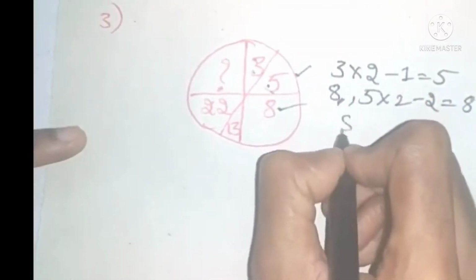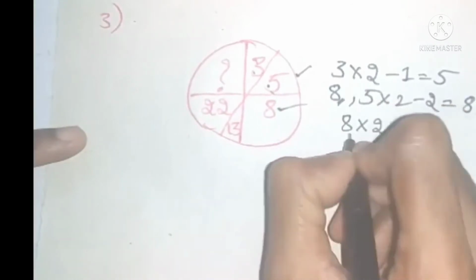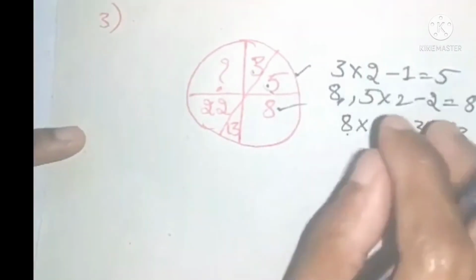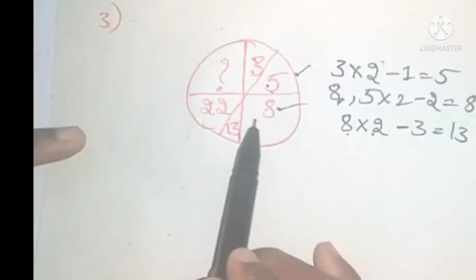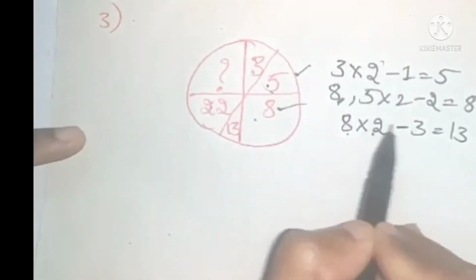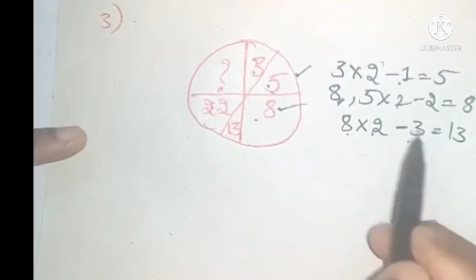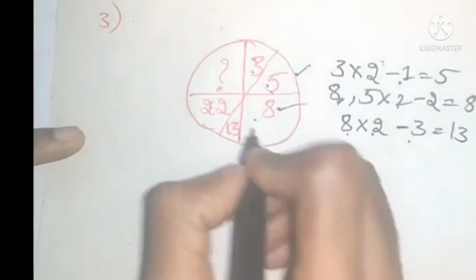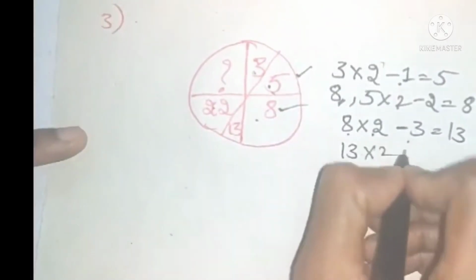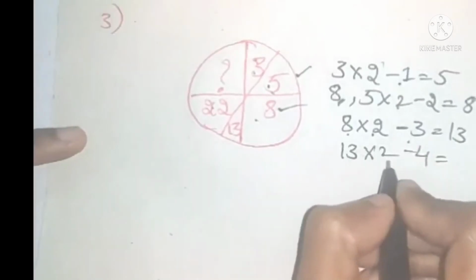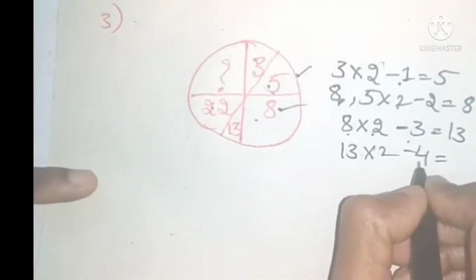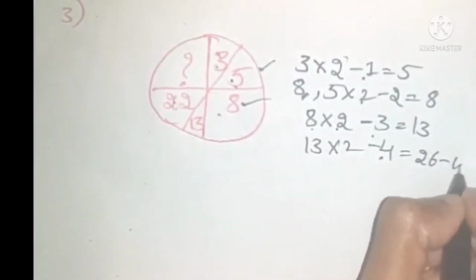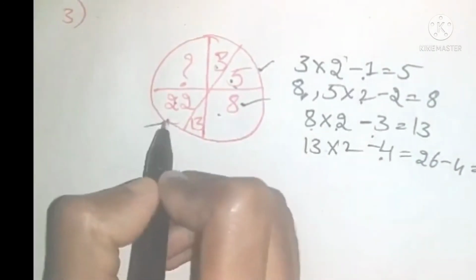Now 8 into 2. 8 2s are 16. 16 minus 3, 13. So one common thing you have to observe is the number which we are multiplying with is 2, and we are subtracting first 1, next 2, next 3, and the next number what we are going to subtract? I think you are guessing there. 4, right? Now let's do 13 into 2 minus 4. 13 1s are 13. 13 2s are 26. So 26 minus 4, I am doing. If there are any beginners, they can learn very detailedly. 26 minus 4, that is 22. That's the 22 which we got here.